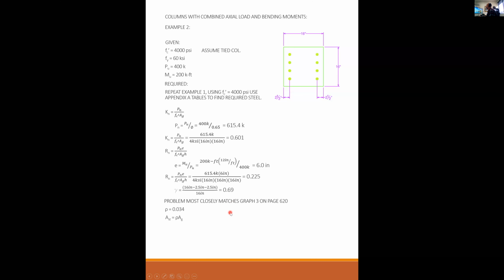So if rho is equal to 0.034, as it says in this graph number 3, then my area of steel is going to be rho times my gross area. So 0.034 times 16 times 16 gives me 8.7 inches squared. I'm going to choose 6 number 11s. Yes, I know there's 8 green dots, but that's just symbolic. 6 number 11s gives me 9.36 inches squared.